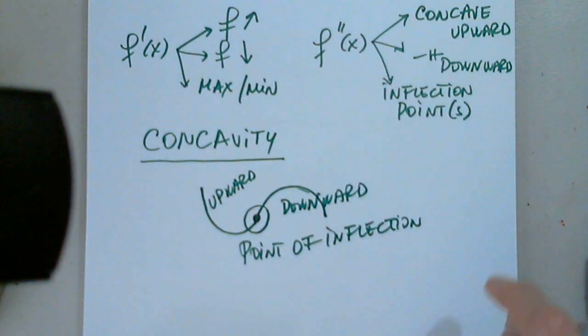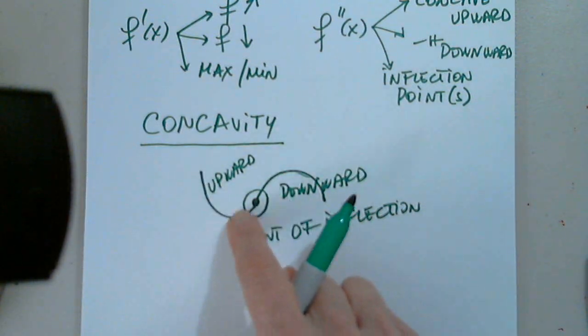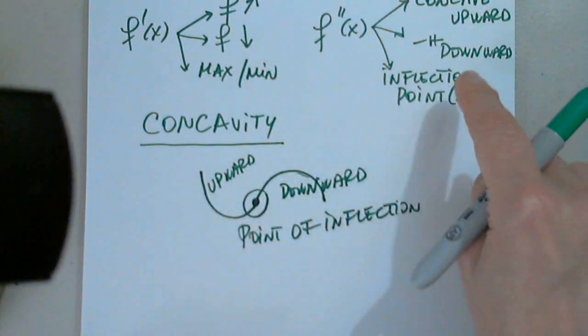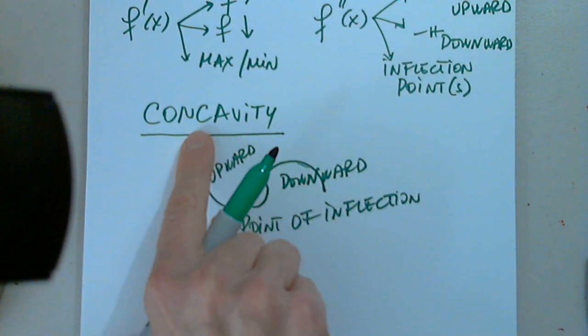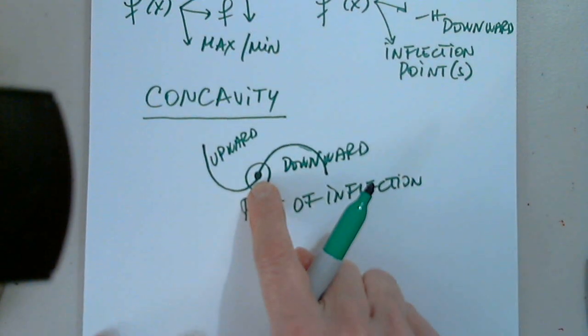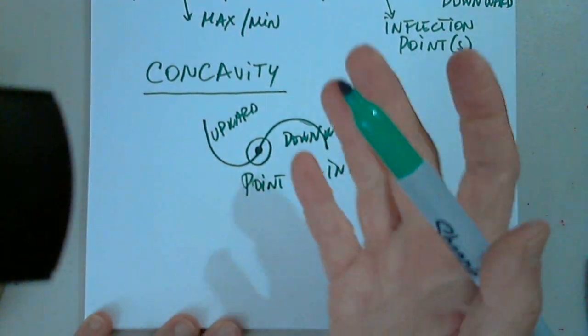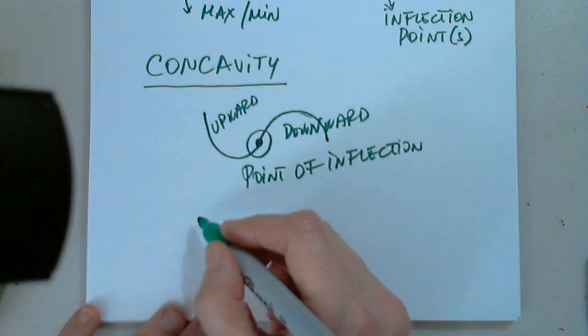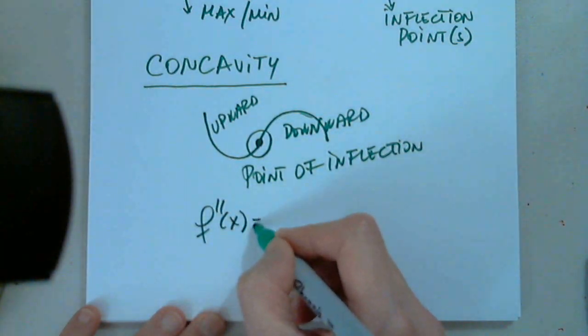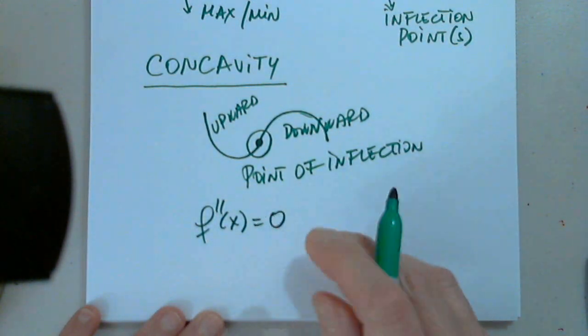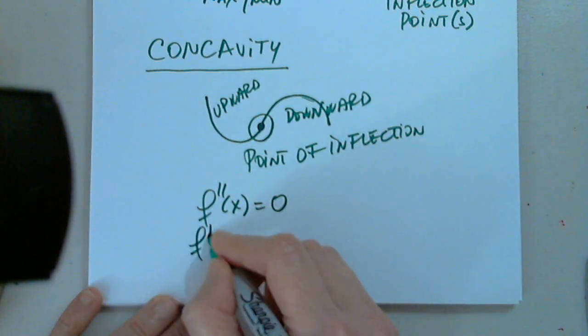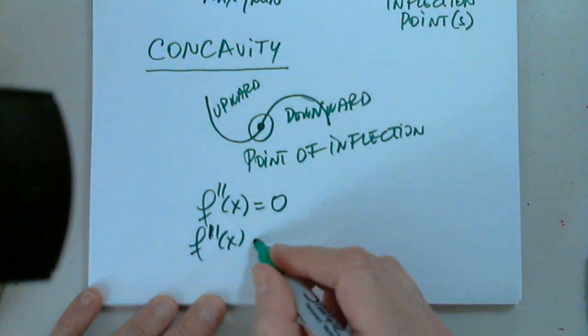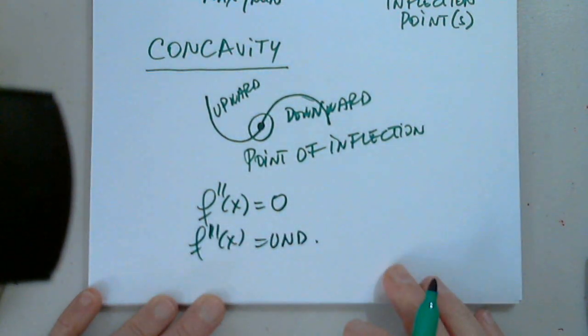So the first derivative tells us increasing, decreasing intervals, max, min. And the second derivative tells us whether the function opens upward or opens downward and where it changes concavity. And how do we do this? Exactly how we did it with the first derivative. We will find the second derivative, we will set it equal to 0, and we'll set it equal to undefined.